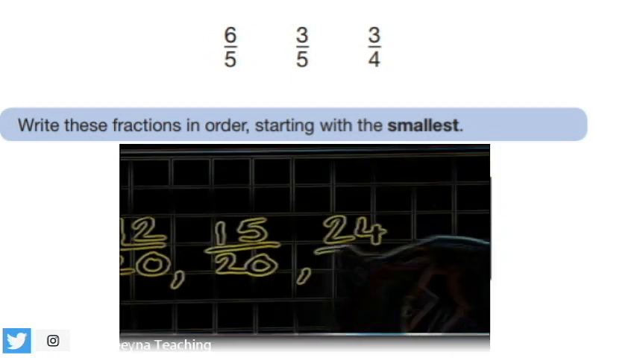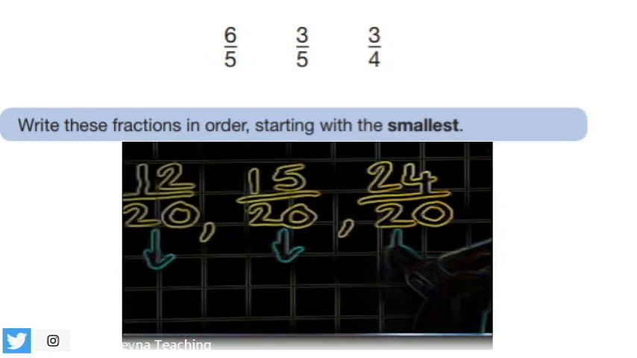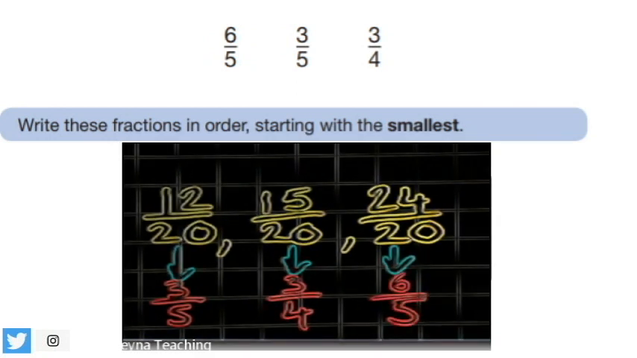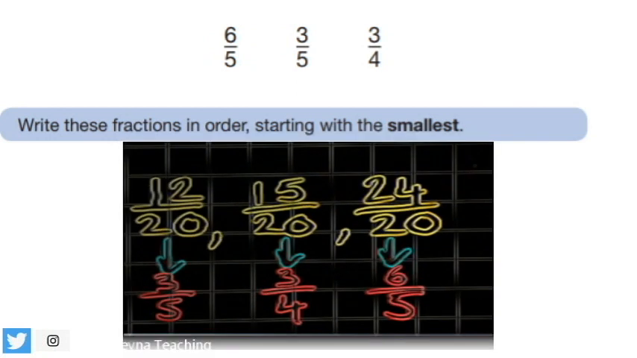Lastly, order these fractions in ascending order from the smallest to the largest. So 12 over 20, 15 over 20, and 24 over 20. These are equivalent to 3/5, 3/4, and 6/5.